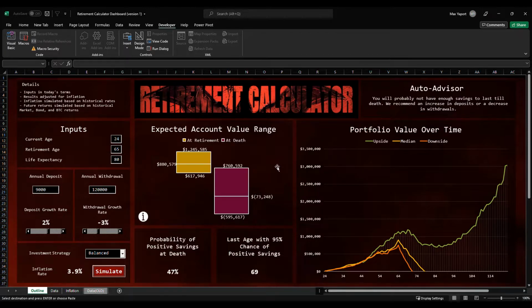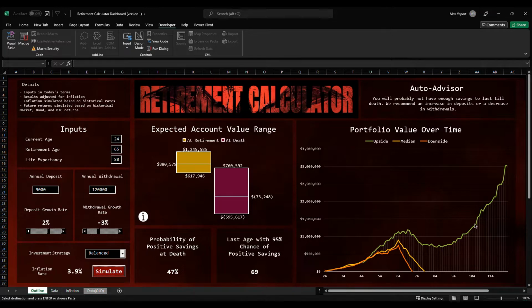And here at death, you can see he's actually projected to not have enough money saved, and our auto advisor says that he'll probably not have enough savings to last till death, and therefore we recommend an increase in deposits or a decrease in withdrawals. There's only a 47% chance of him having enough money at death. And the last age at which you can be certain that he'll have money is 69 years old, which is only 4 years after he retires.